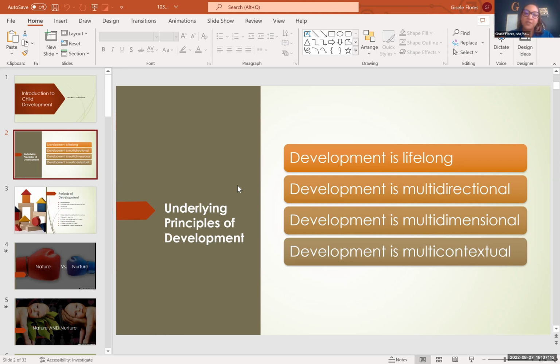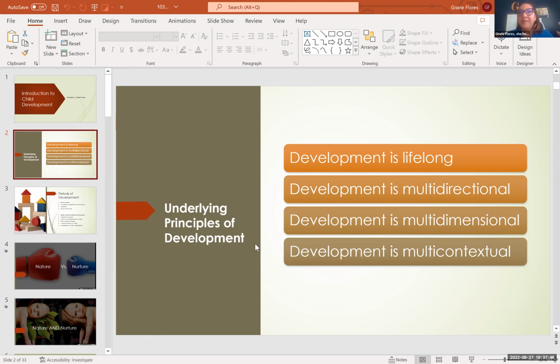In this class in particular, we're going to only cover from conception all the way until adolescence, but we have this general understanding that development occurs across the lifespan, so all the way until death. Another underlying principle of development is that development is multi-directional, which means while we can see growth in one area, we might also simultaneously see decline in a different area, or sometimes even in the same domain.